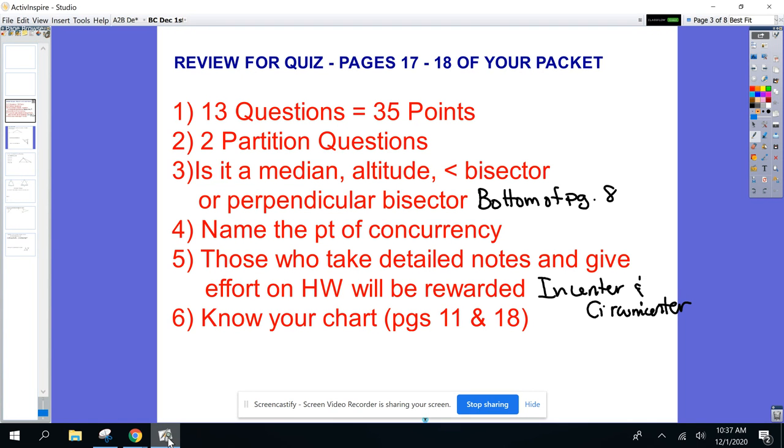If I remember correctly, the circumcenter is the one that's equidistant from the vertices, right? You are correct. Yep, it is equidistant from the 3 vertices of the triangle.